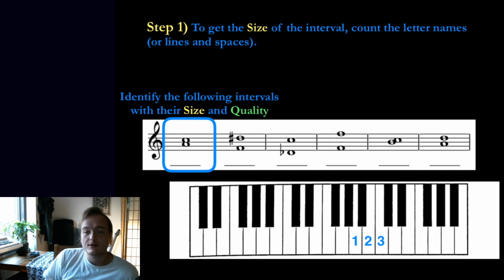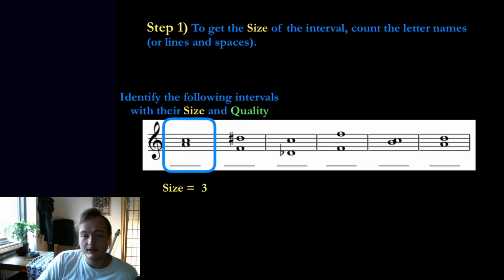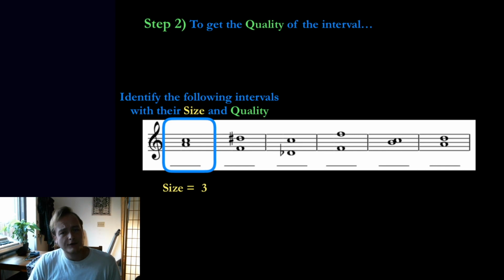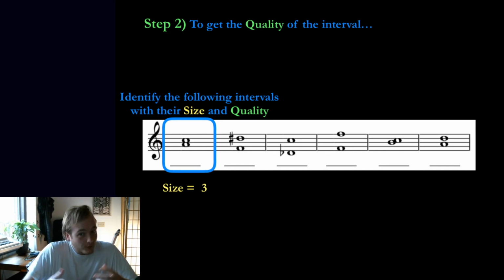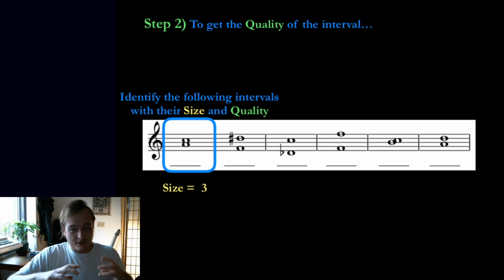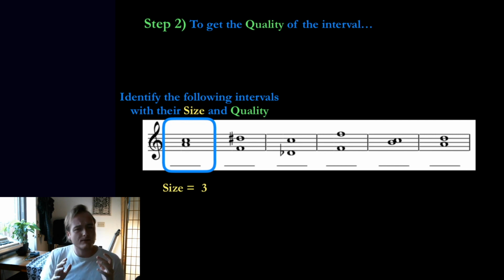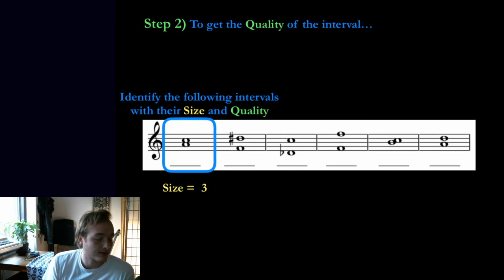That's step 1. So A to C is pretty straightforward. That's a third. 1, 2, 3, right? A, B, C. So that's how we count the size, just counting the letter names up. We recognize that this is a third, some kind of third. But now with thirds, we need to know, is this a major third? Is this a minor third? It could also be an augmented third or a diminished third. In this case, we're mostly going to start by worrying, is this major or minor? And if it's not either of those, then it might be an augmented third or a diminished third.